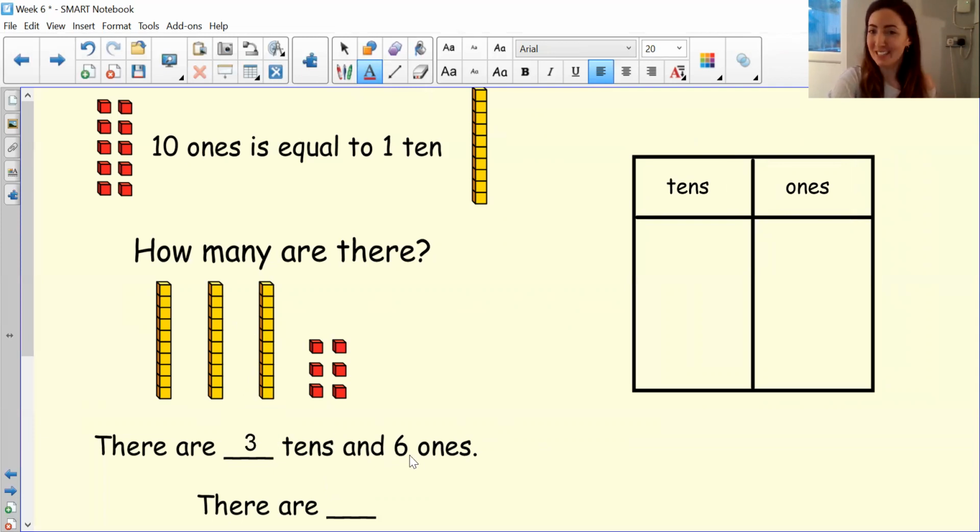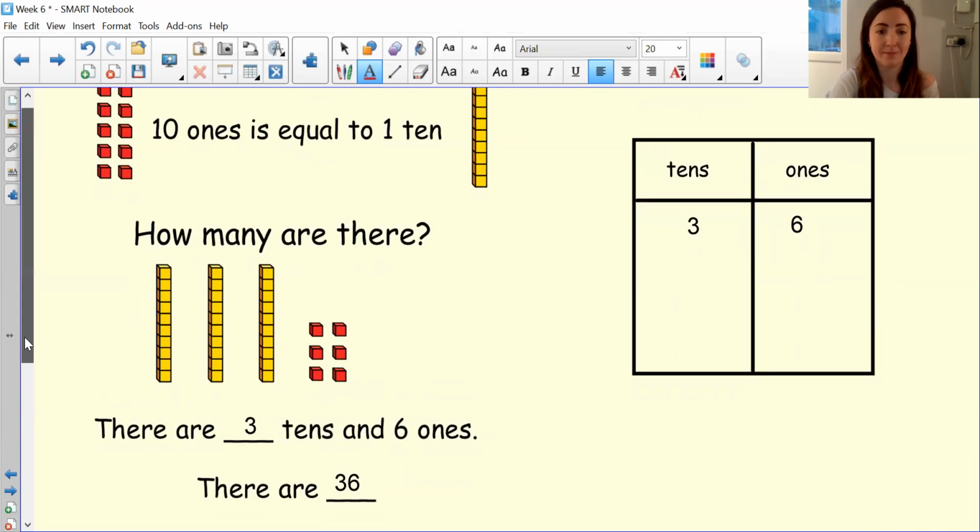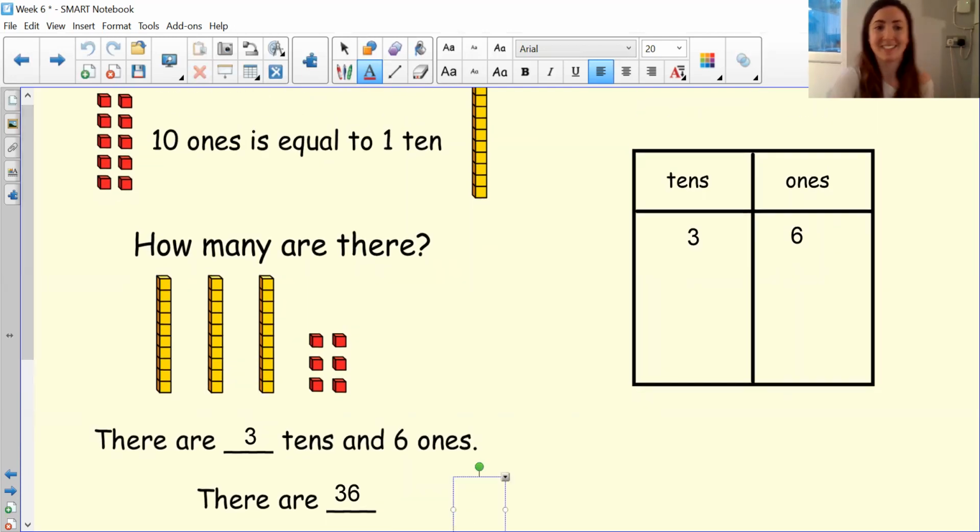Oh, and look, did you notice it's already filled in how many ones there are? 6 ones. So in my grid over here, I'm going to write 3 10s and 6 ones, which is 36. So there are 36 in Deans. Okay, let's count them and check. So we need to first count in 10s. So we've got 10, 20, 30, and then let's count on in ones. 31, 32, 33, 34, 35, 36.